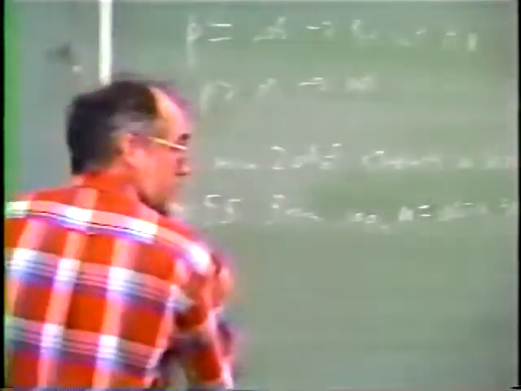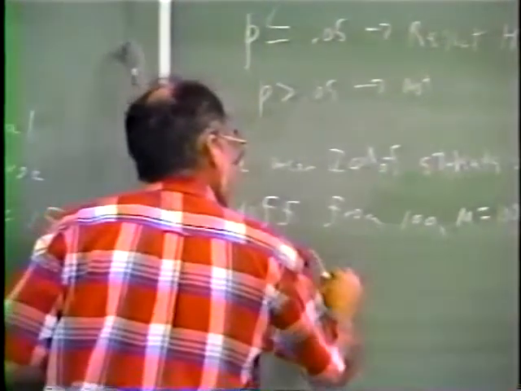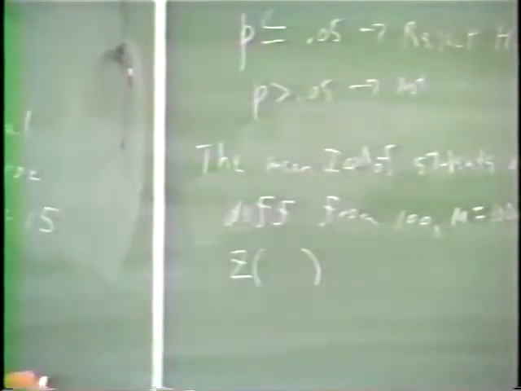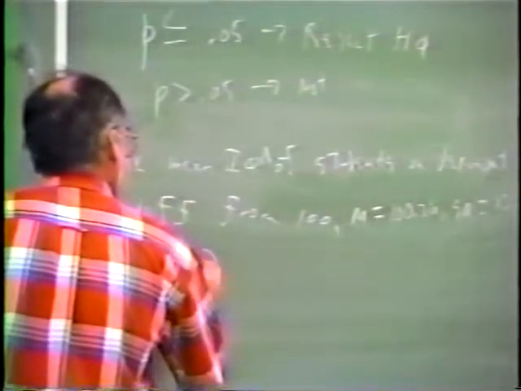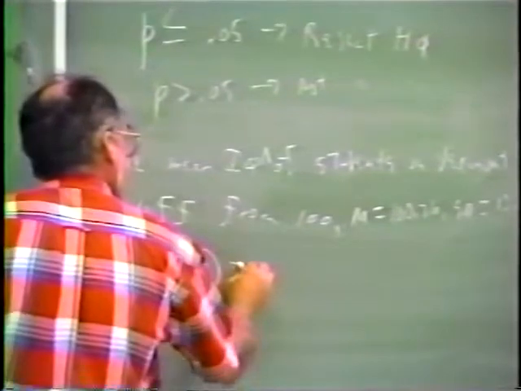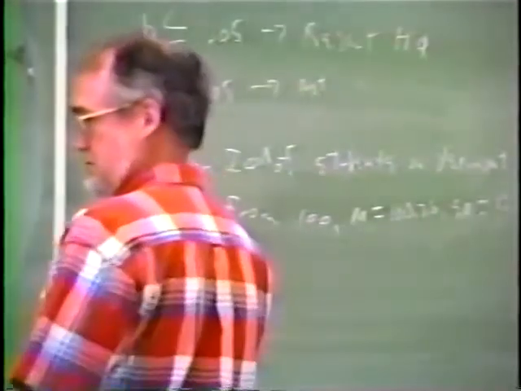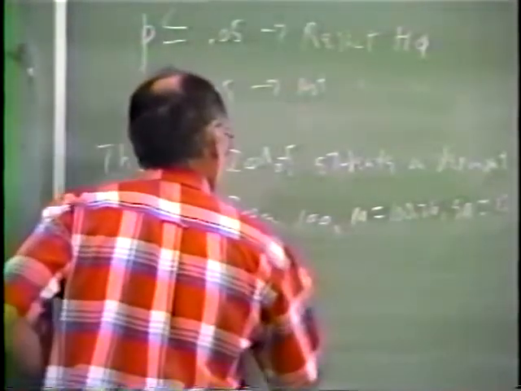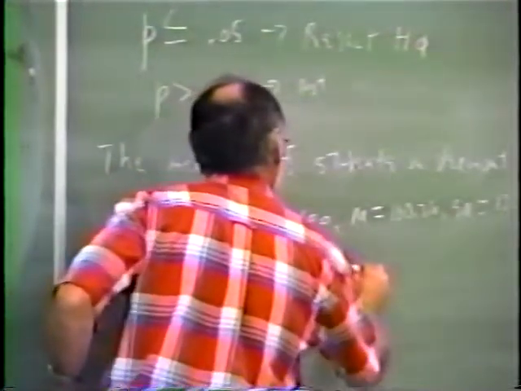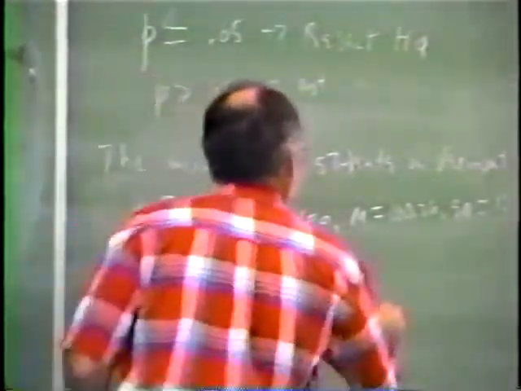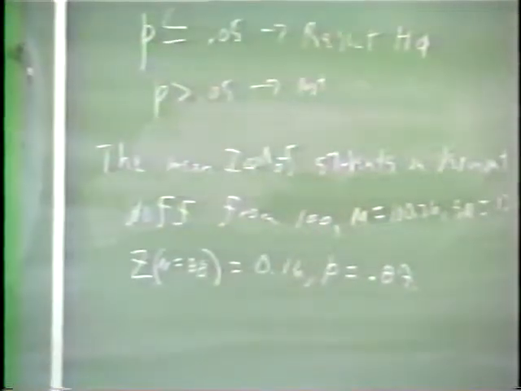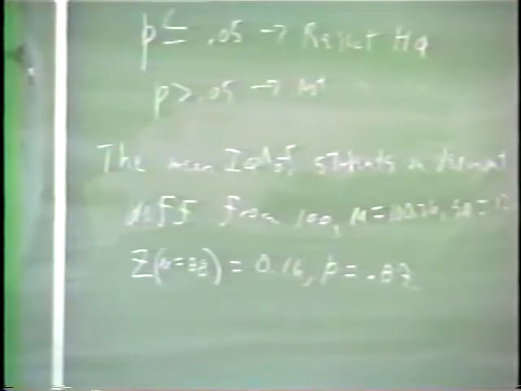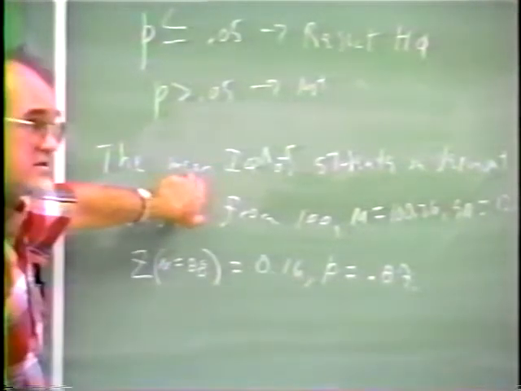comma, test statistic z. Now, z doesn't have degrees of freedom. Somehow we have to indicate how large our sample was. So we'll simply say n is equal to 88. Now the value of z, 0.16. And the value of p, 0.87.